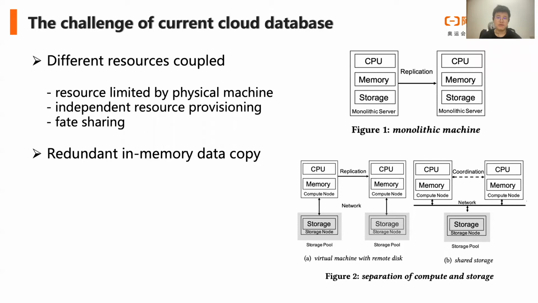The problem of fate sharing must also be figured out. The failure of one resource, for example the CPU, will cause the failure of other resources, for example the memory. And at last, the redundant in-memory state copies must be figured out. Whether it is the monolithic machine or the shared storage architecture, the memory is all private, so they all have multiple copies of a single data.